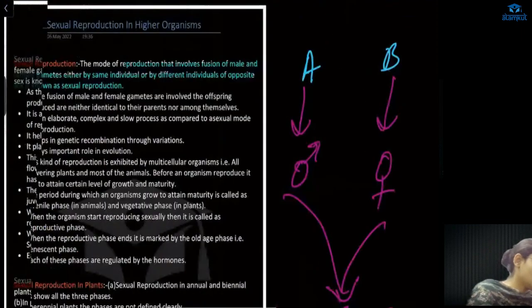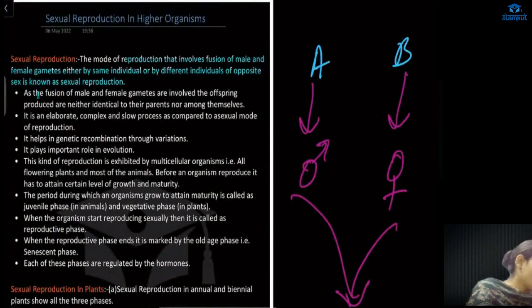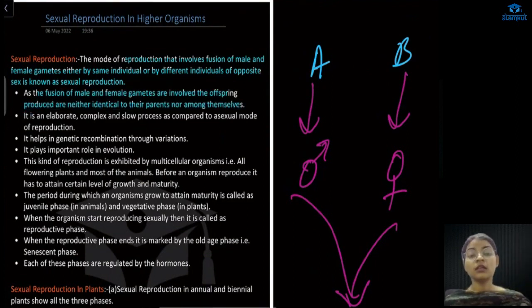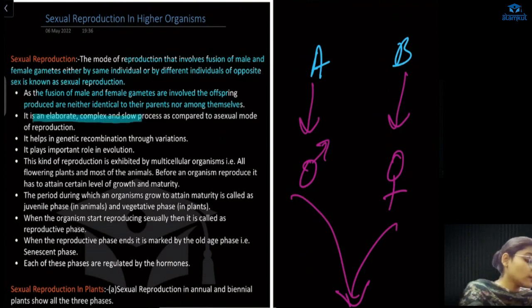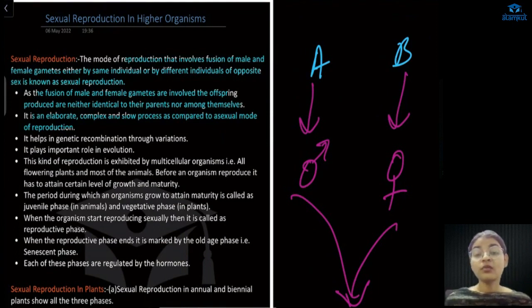What are the characteristics? Let us see one by one. As fusion of male and female gametes is involved, the offspring produced are neither identical to their parents nor among themselves. This is the main reason of sexual reproduction. They create genetic variability among themselves and from their parents also. It is an elaborate, complex and slow process as compared to asexual mode of reproduction. Why is it elaborate and complex? Because it will take time for the formation of gametes, for the fusion and for the growth. So that is why it is a complex as well as elaborate, time-taking process.